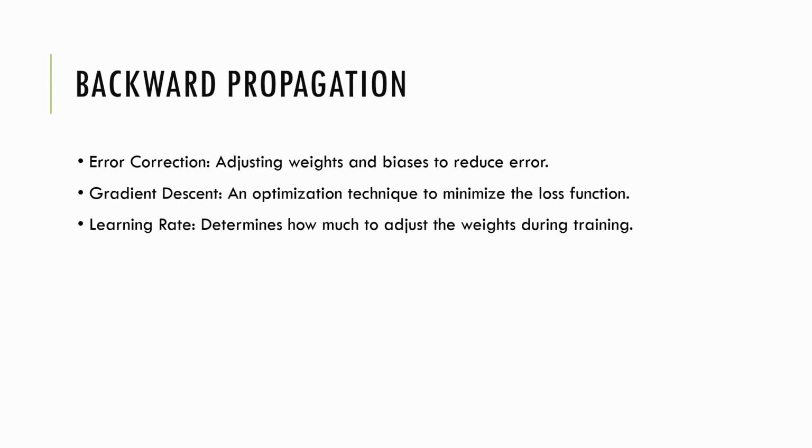Backward propagation, or backpropagation, is a process of adjusting the weights and biases in the network based on the error or loss. It works by calculating the gradient of the loss function with respect to each weight and then using optimization algorithms like gradient descent to update the weights. The goal is to minimize the error and improve the model's accuracy.